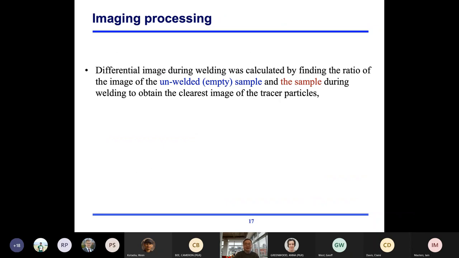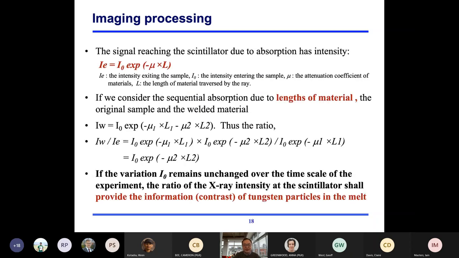Image processing is another important part. After doing the experiment, processing the image is important. First, we use a differential image method: we run the experiment without welding and with welding, and then take the differential signal from each other. This gives you the phenomena happening inside the area you are interested in, for example, the signal within the melt pool. This is a bit of mathematics, and it depends on whether you have particles in your weld pool. Those particles absorb a little bit more X-ray, so this gave us a signal to trace the internal flow streams.